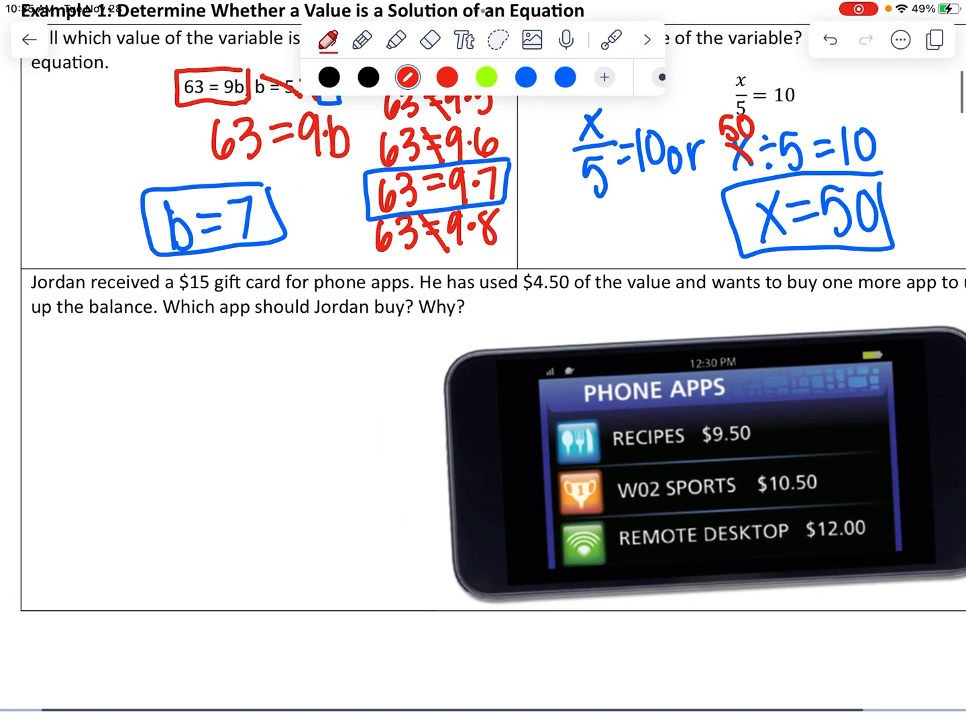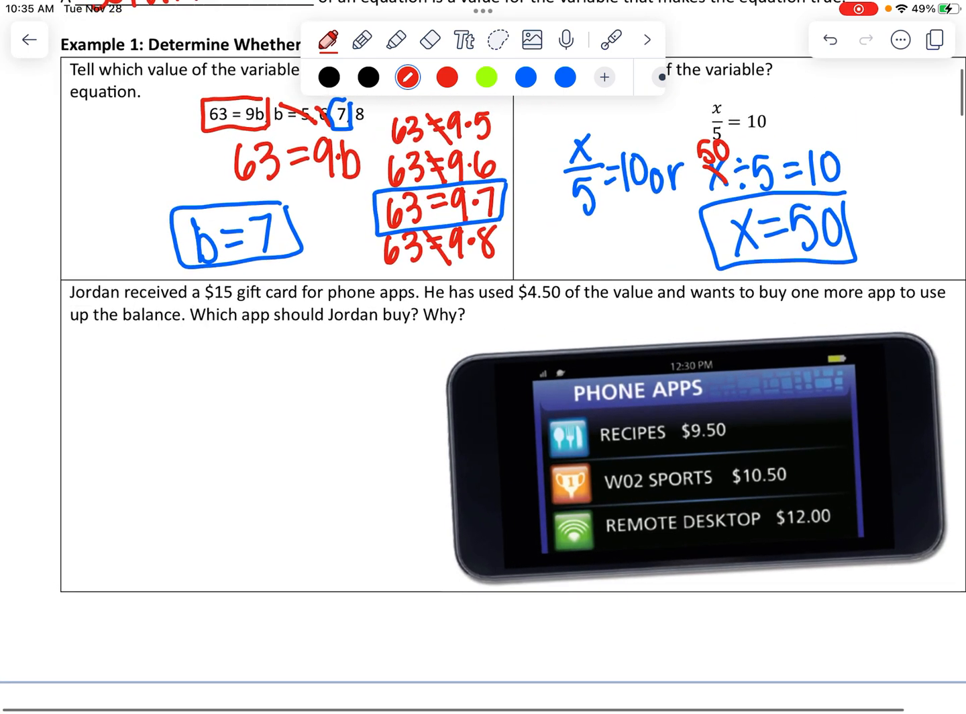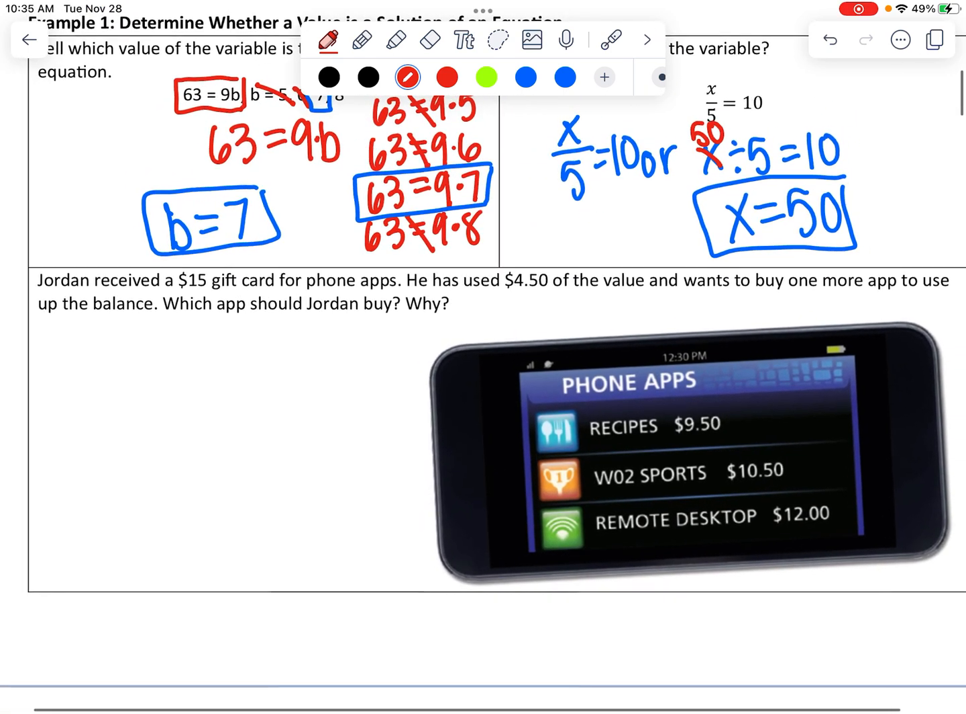All right, Jordan received a $15 gift card for phone apps. He has used $4.50 of the value and wants to buy one more app to use up the balance. Which app should Jordan buy and why? Okay, so I want you to think of an equation that you can do to solve this.